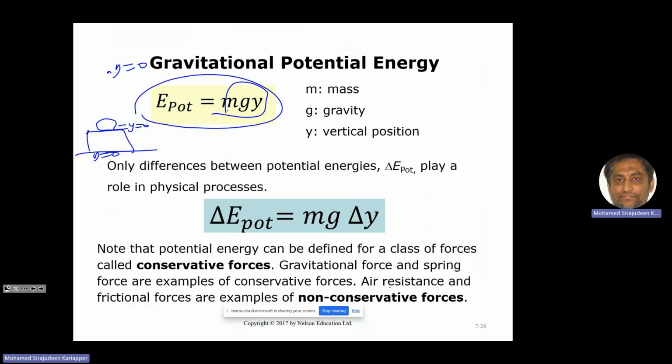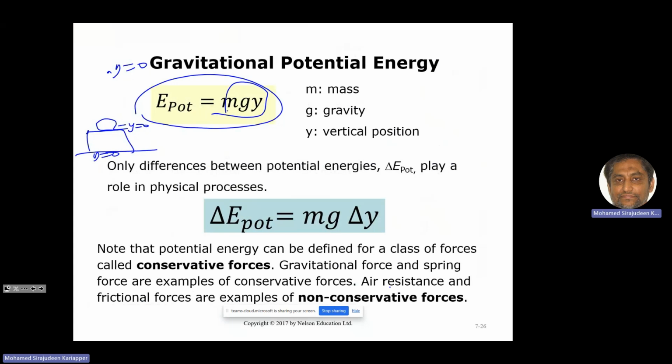But it's a vertical position, only the Y coordinate. It doesn't depend on the horizontal coordinate. It only depends on the vertical coordinate, and Y is measured positive upward. That's very important. You should remember Y is the vertical coordinate and the positive direction is upward. Then the equation is mgy.